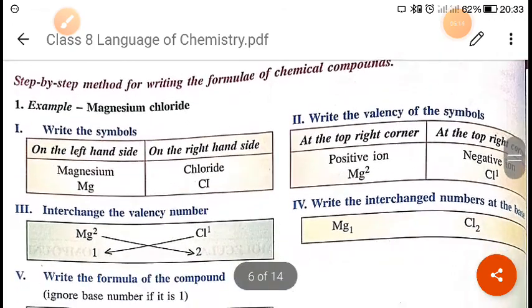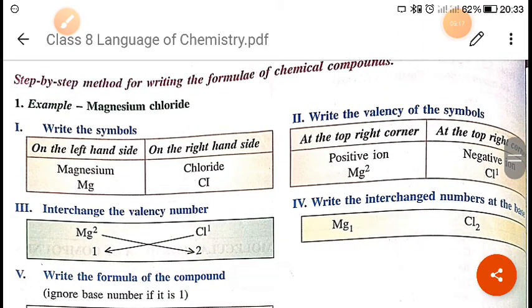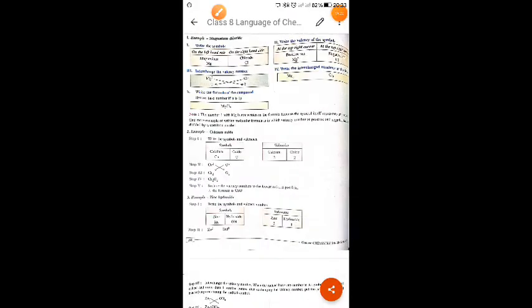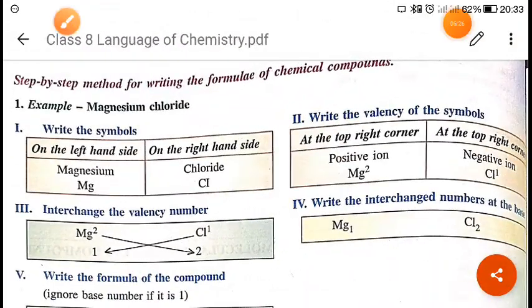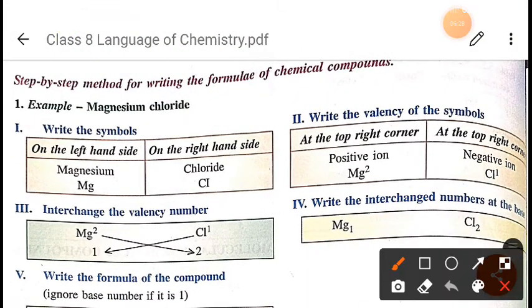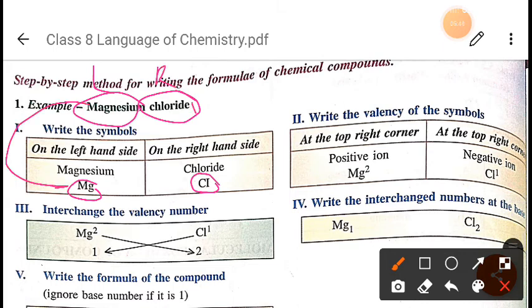So the first example is, suppose we have to write magnesium chloride. Always remember that when magnesium chloride is given, magnesium is symbolized by Mg, and chloride is represented by chlorine, Cl. Since magnesium is on the left side, we will write magnesium on the left as it is, and chloride on the right side, as you can see here.